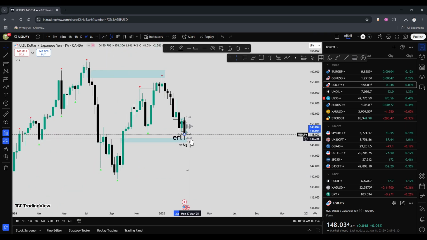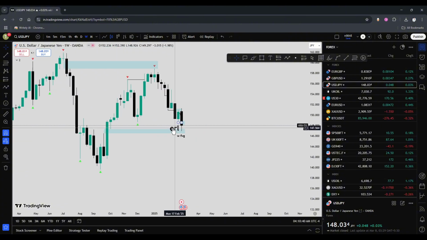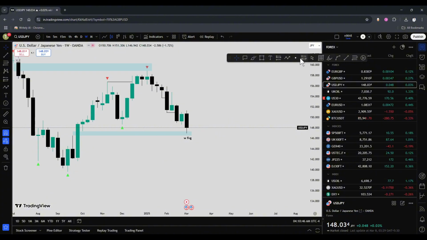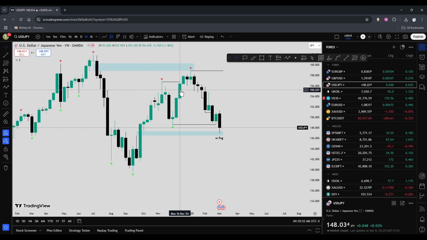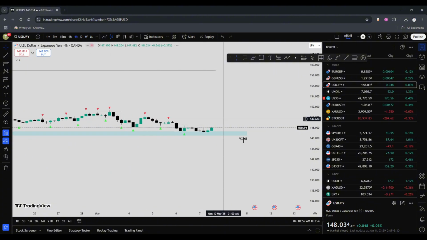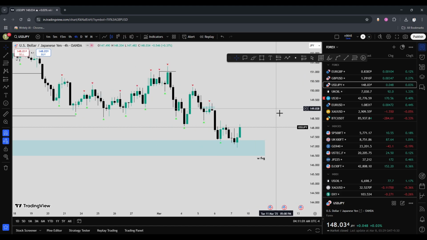So price is near to its weekly fair value gap. We also have this sell side liquidity formed. This is the buy side liquidity formed, and this is where price also reversed from a weekly gap. Now let's see, do we have any trade entries or not?